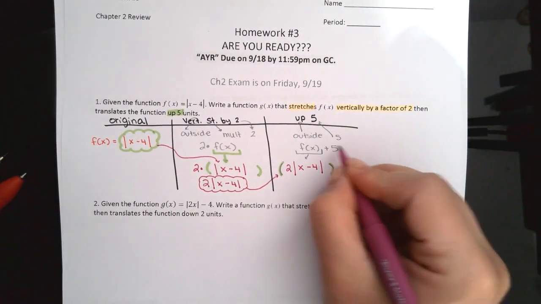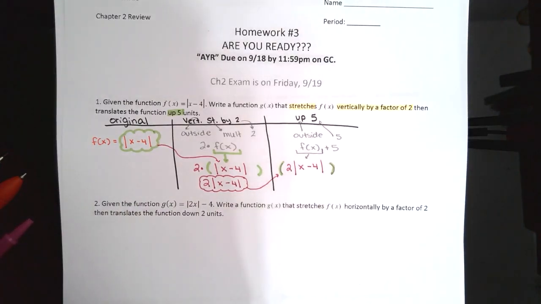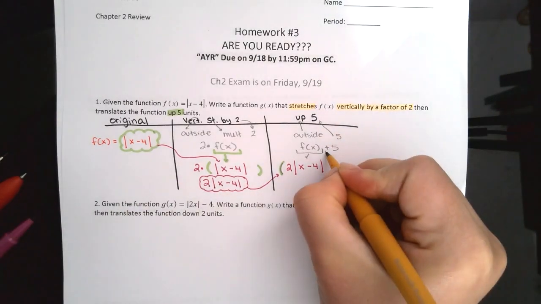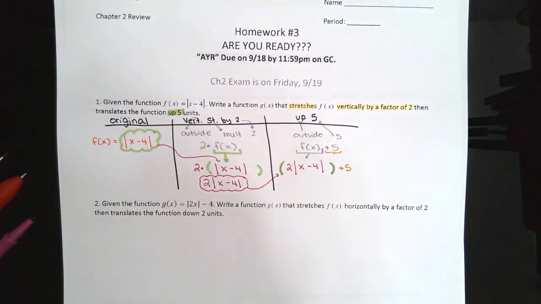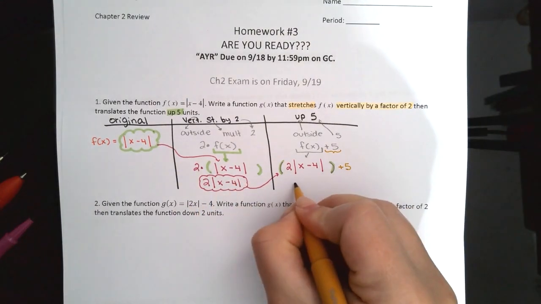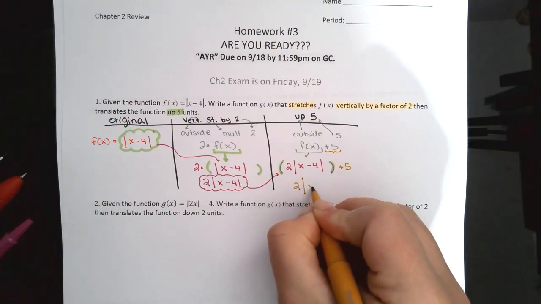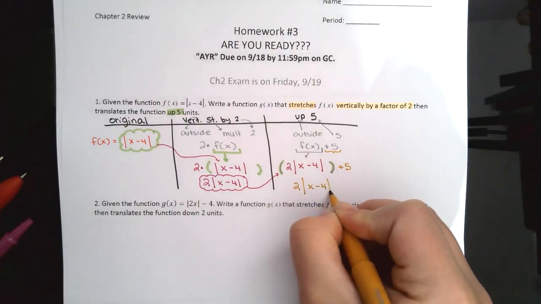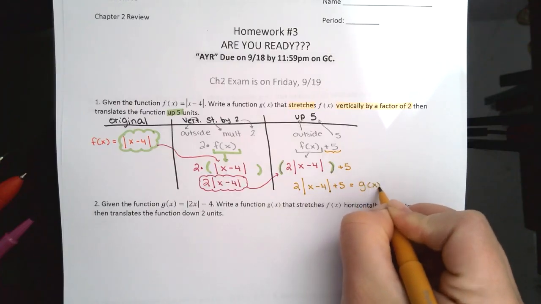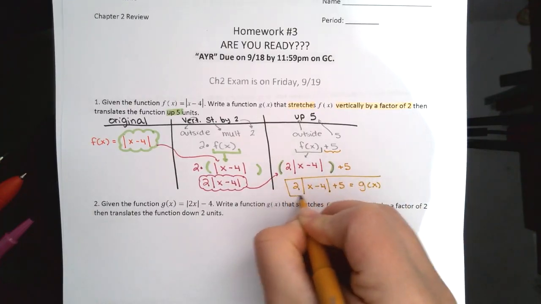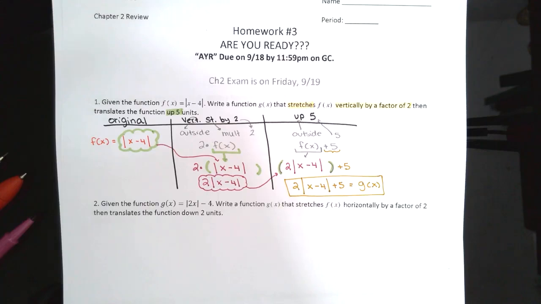Next, since we have an outside change of plus 5, I'm going to take this plus 5 and add it outside of the parentheses. Because we do have an absolute value function, we cannot go inside of the absolute value, so any changes that happen to the outside remain on the outside. So for our simplified version, we have 2 times the absolute value of x minus 4, close the absolute value, add the 5. Remember, I am asking you for an equation, and that equation is called g of x.